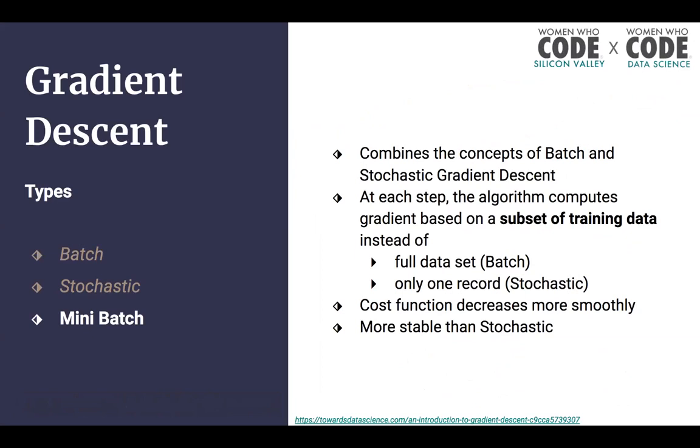So the cost function, because of this, decreases a little more smoothly. It's not as jagged as stochastic. And therefore it turns out to be more stable than stochastic, but it is less stable than batch, but then it converges faster than batch.